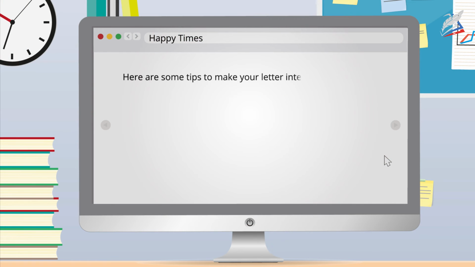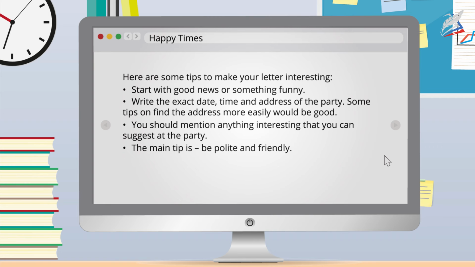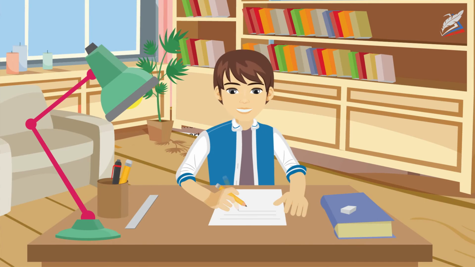Here are some tips to make your letter interesting. Start with good news or something funny. Write the exact date, time, and address of the party. Some tips on finding the address more easily might be good. You should mention anything interesting that you can suggest at the party. The main tip is, be polite and friendly. Let's see if Tom uses these tips in his letter.